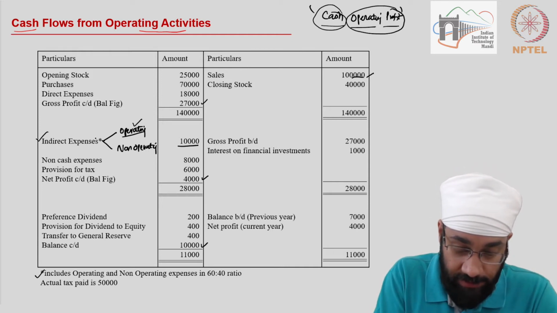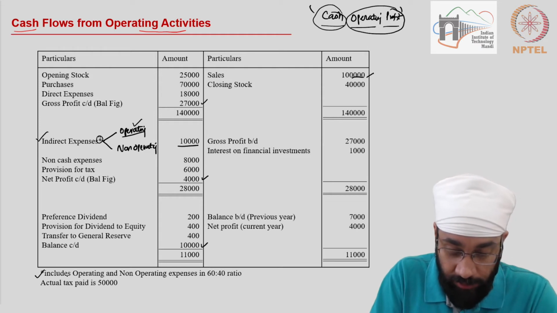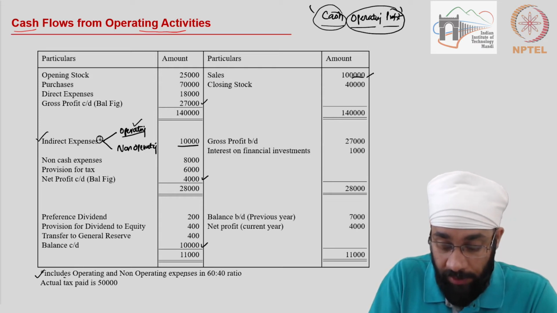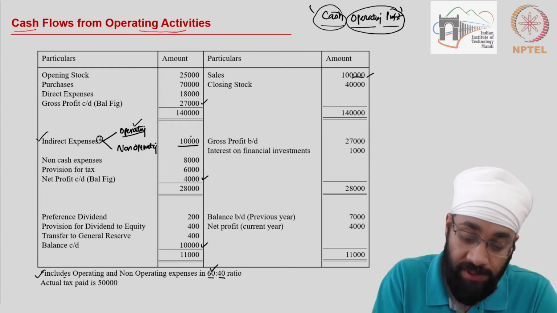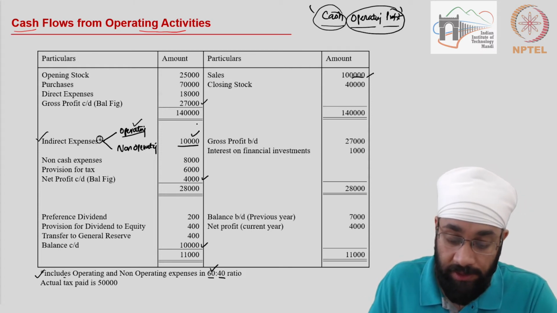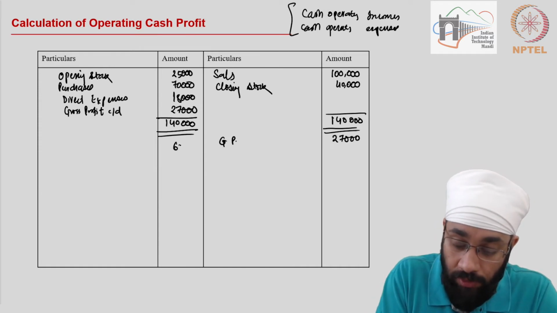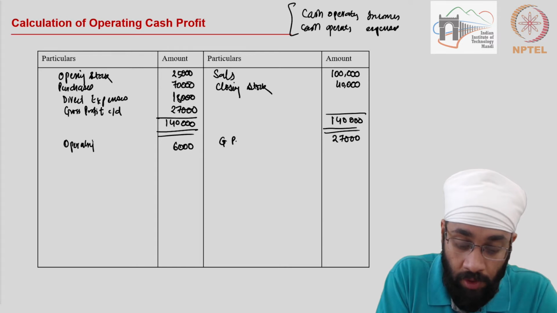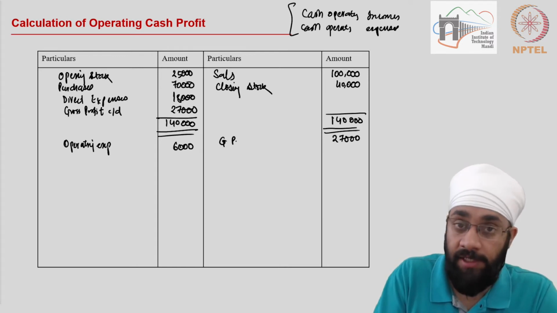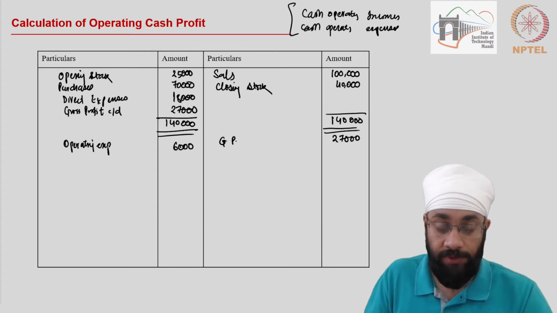Now it says there is a star here, there is a note. It includes operating and non-operating in ratio of 60 to 40. So operating expenses are 60% of 10,000, which is 6,000. So we are only going to write operating expenses. Operating expenses or indirect expenses which are operating 6,000.